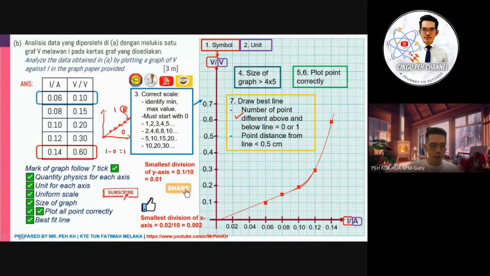Okay, so now assume that my graph here is the best line. You can see all the points: the first, second, third, and fourth point are on the line. One point is slightly above the line, and one point is slightly down from the line. So this is also considered a best line. So make sure you draw smoothly with your pencil during the Paper 3 examination. Avoid using a pen for plotting the graph; use a pencil.